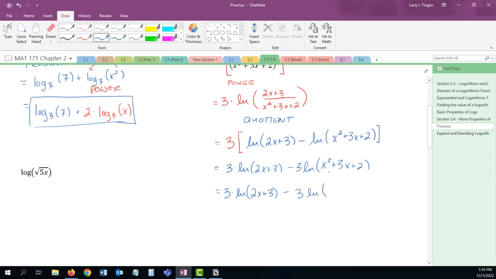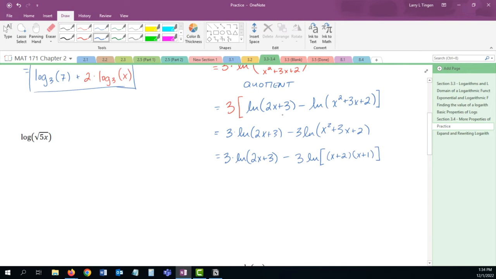Because if I have the log of things that are multiplied, I get to break it down into the first plus the second. X squared plus 3x plus 2: two numbers that multiply to 2 and add to 3 are 2 and 1. Well, now this is the product property.